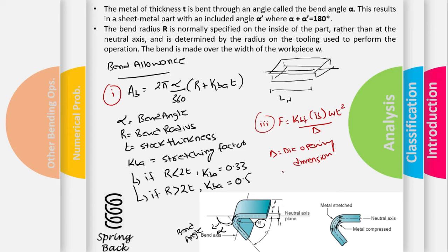T is the tensile strength of the material, and KBF is the bending force coefficient. So for V bending, KBF equals 1.33, and for edge bending, KBF equals 0.33. These are all the required terms for the sheet metal bending operation. Now we'll move towards some numerical problems for sheet metal bending, and then we will see some specialized types of bending operation.